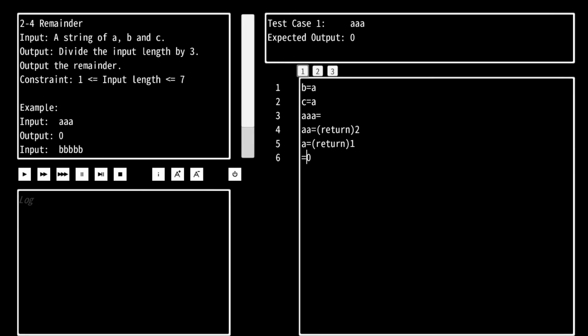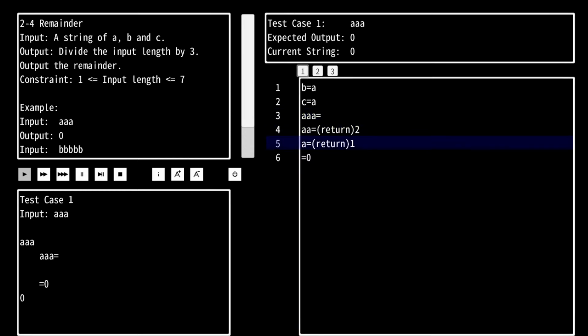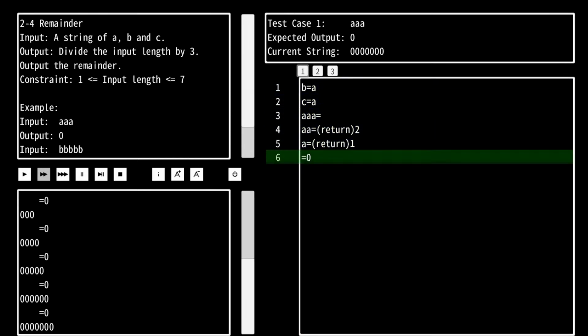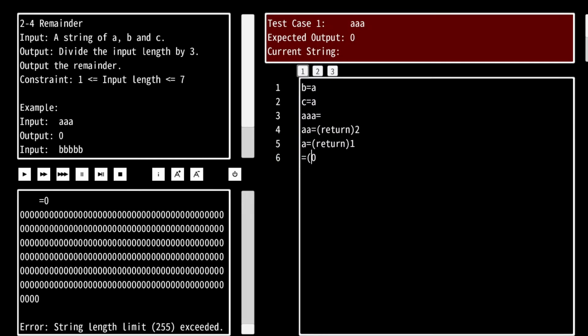Wait, what happens if I just put 0? 0. 0. It grows. It grows. Okay, I thought so. I just really wanted to see that.